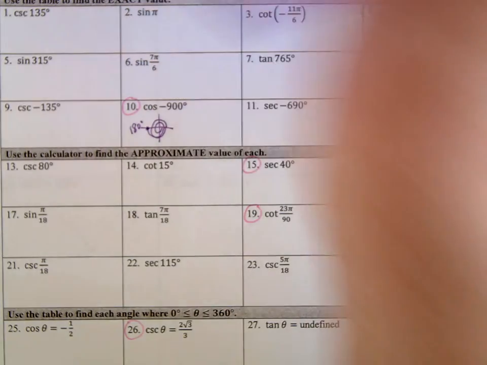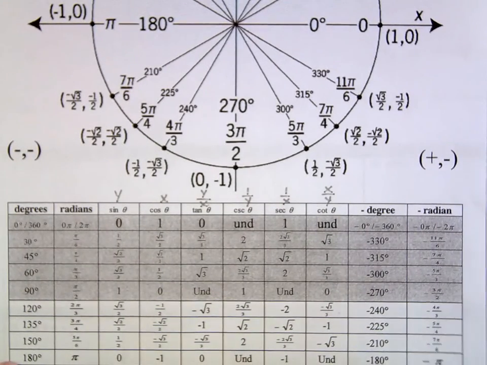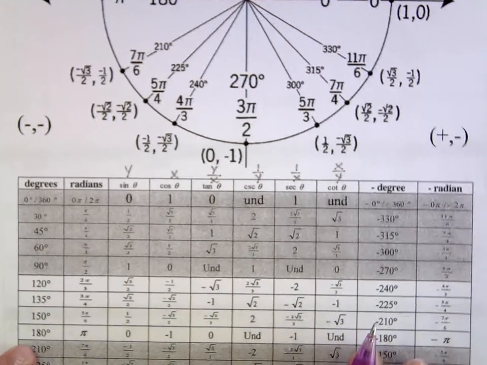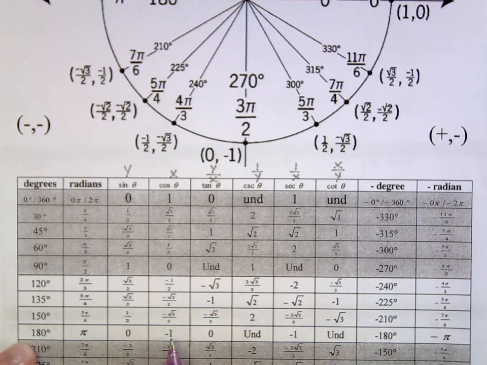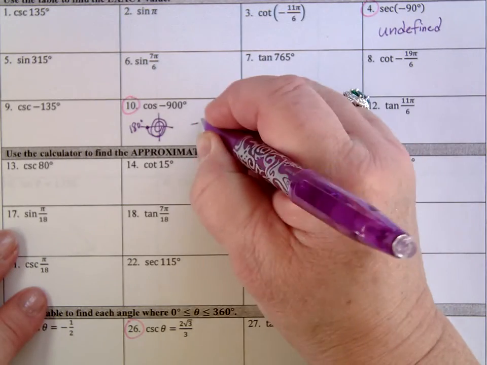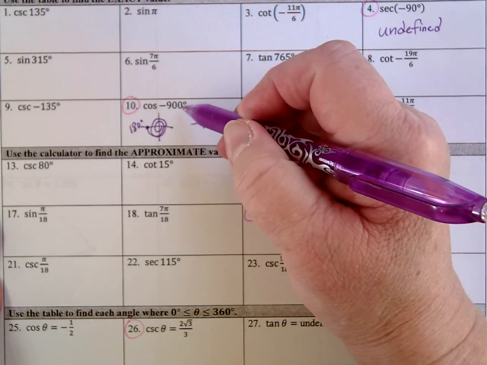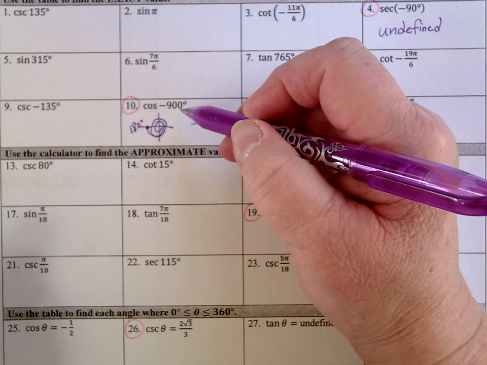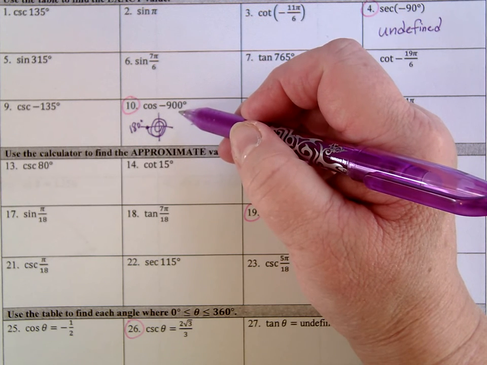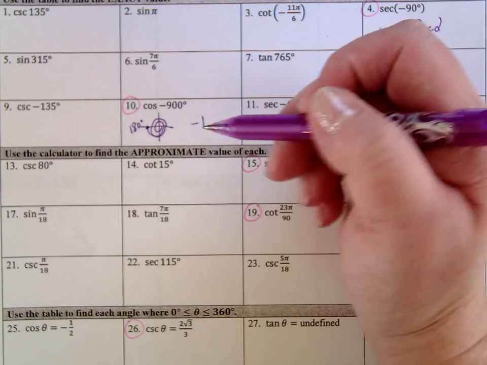If I go to my chart and I look at the cosine of 180 degrees, here's 180. If I go across to cosine, I get negative 1, and that would be my answer for this one. So when they give you these crazy angles, all you need to do is convert it. Really, you're subtracting 360s from it until you get a number that is on your chart.